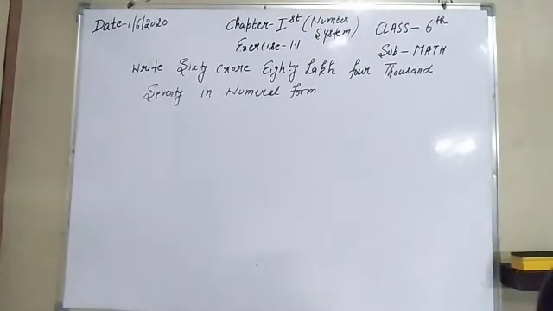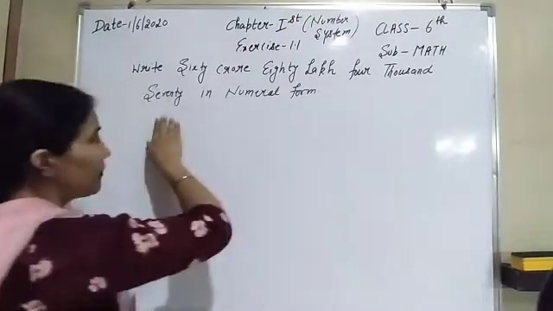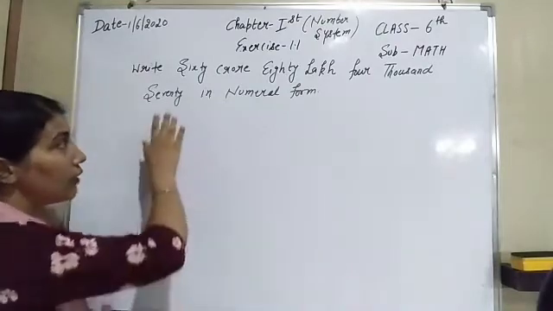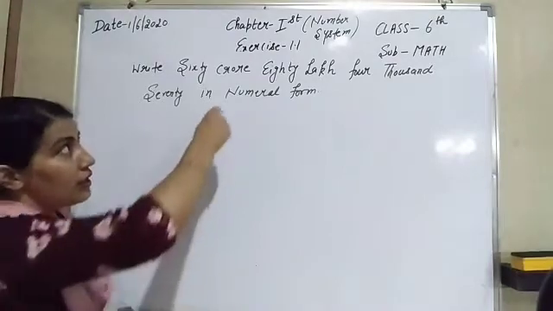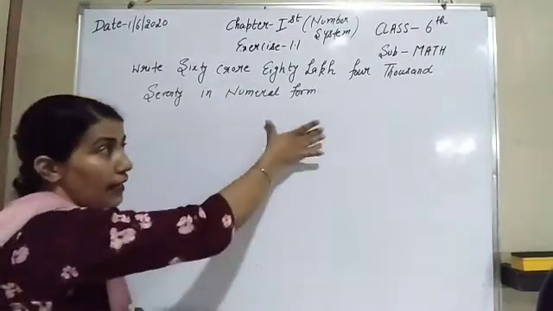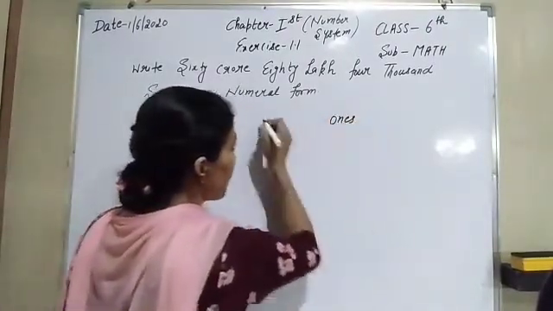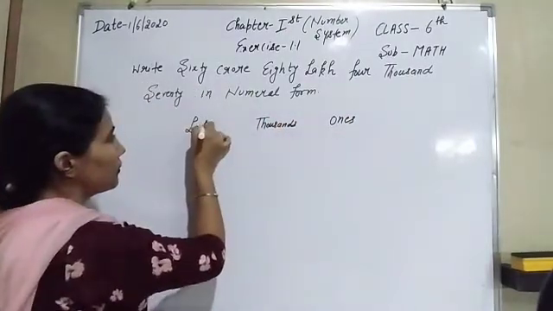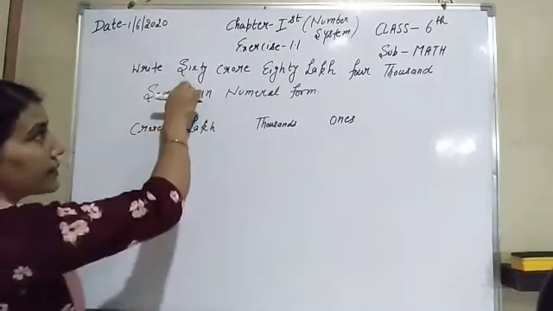Okay, now we have to write 60 crore 80 lakh 4070 in numeral form. Firstly, look here: does it belong to the Indian number system or the international? Here is crore, and crore belongs to the Indian number system. So firstly, write the table of the Indian number system here. Here is ones, here is thousands, here is lakhs, here is crore. Now look here, 60 crore.